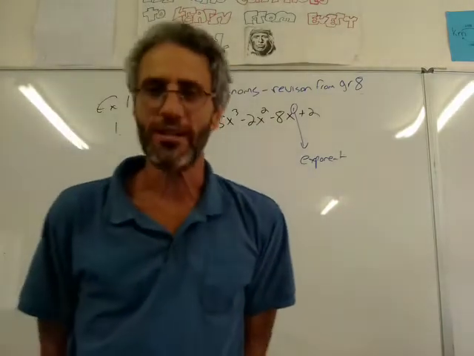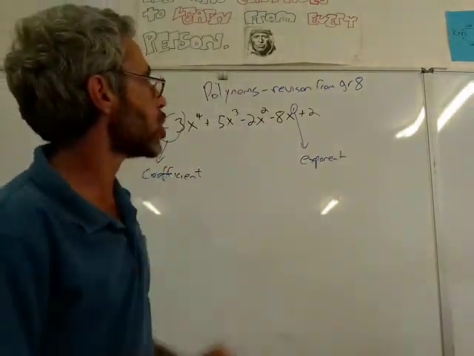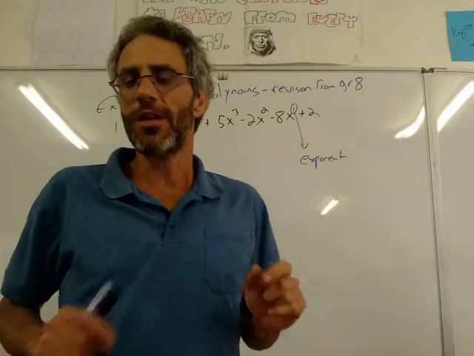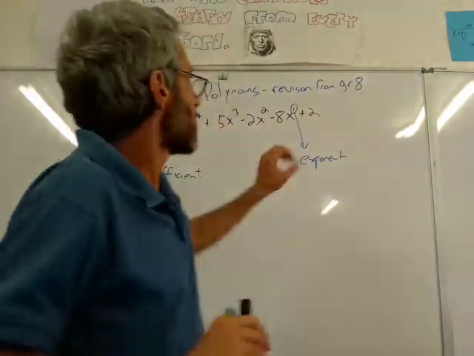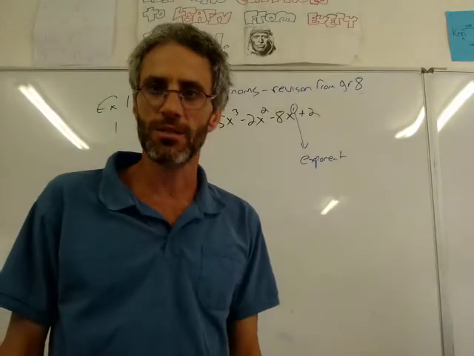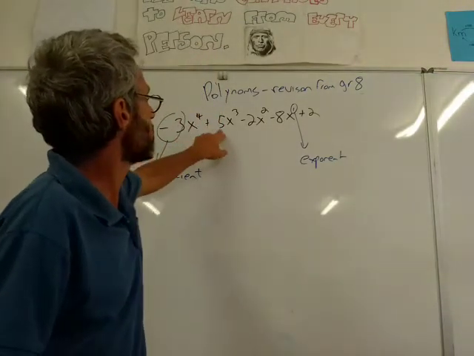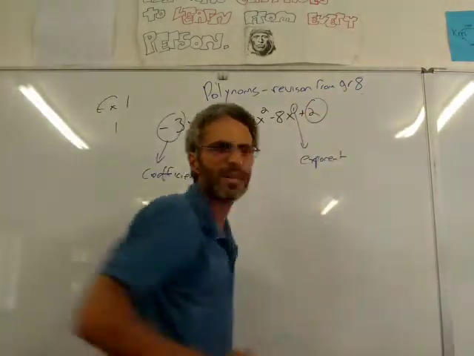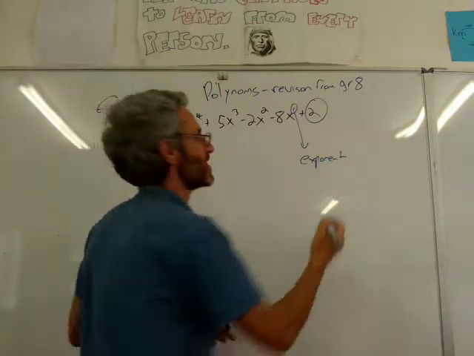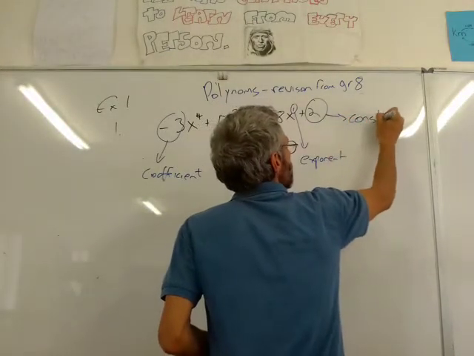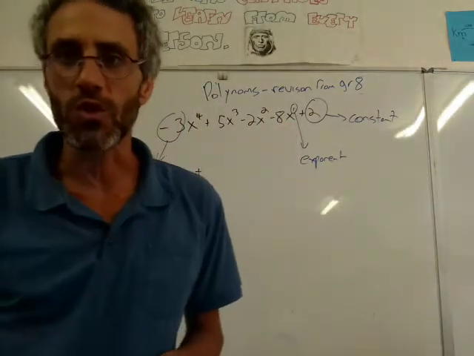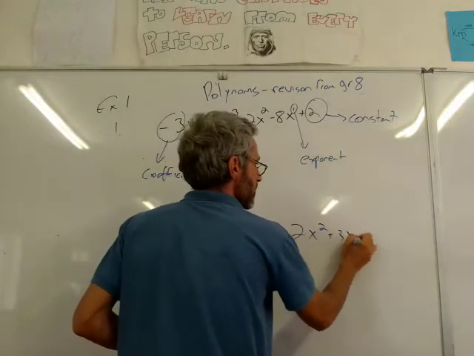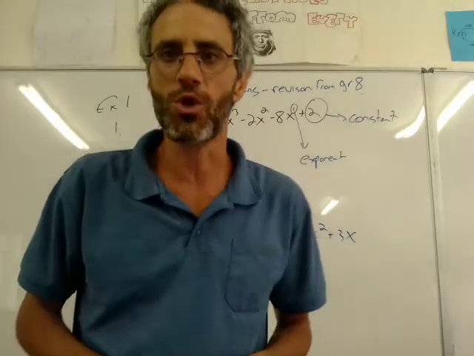Alright, moving on. They're asking us for the constant. What is a constant? Not all polynomials have a constant. A constant is the number that doesn't have an x next to it. You can see this minus 3 is next to an x, 5 is next to an x cube, so these are not constants. The constant, I call it sometimes the free number, is the number that doesn't have an x next to it. Now, you're not always going to have a constant. Sometimes you might have a polynomial, let's say 2x squared plus 3x. There's no constant. So you're not always going to have a constant.